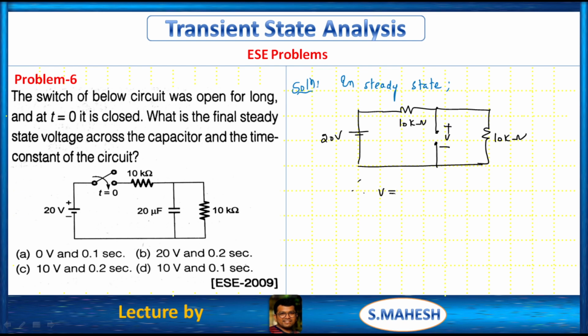Therefore, V equals what? Apply the voltage division principle: 10 by 10 plus 10 into total voltage, which is 20. That is 10 volts. Okay. Time constant is what?